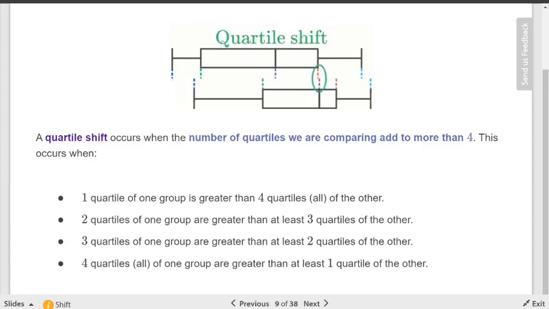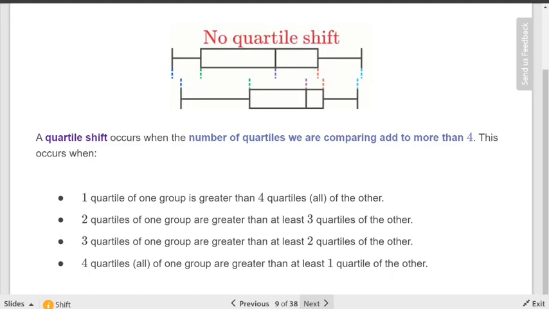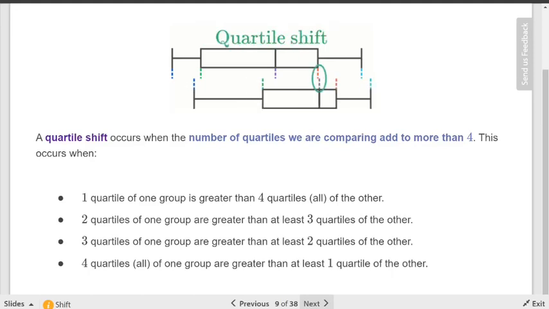Now here's where they give the math. A quartile shift occurs when the number of quartiles you're comparing add to more than 4. So the ones you're looking at have to add to more than 4. Don't worry about all these different definitions. When things add to more than 4, that means they add up to at least 5. For some reason, they think it's important to show how different things can add up to 5. You just look at whether they add up to 5.